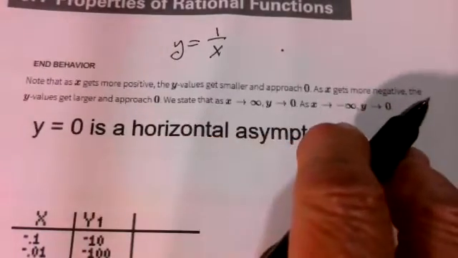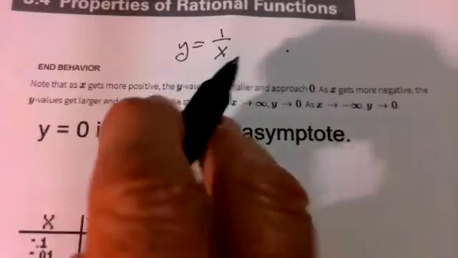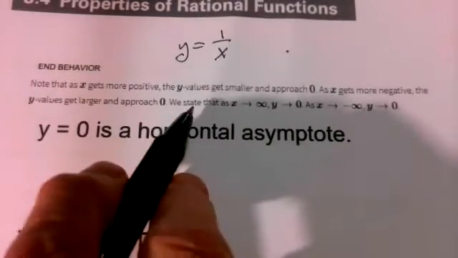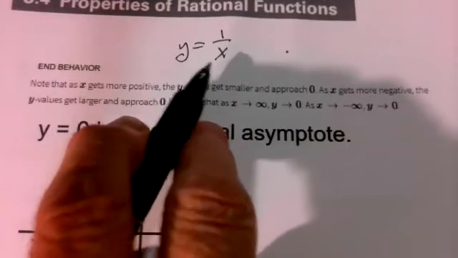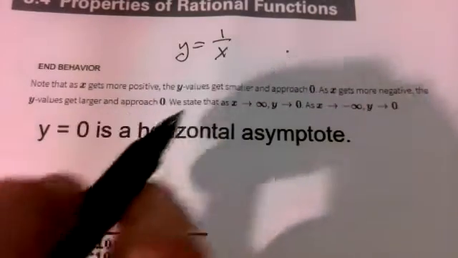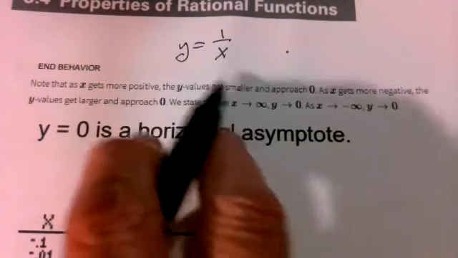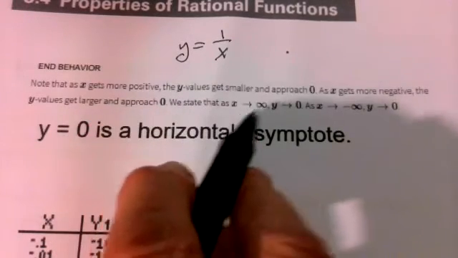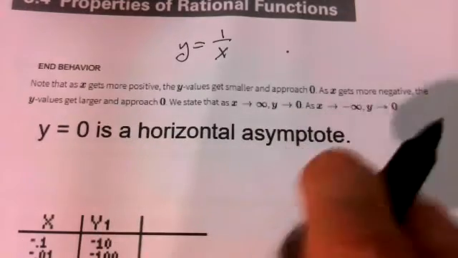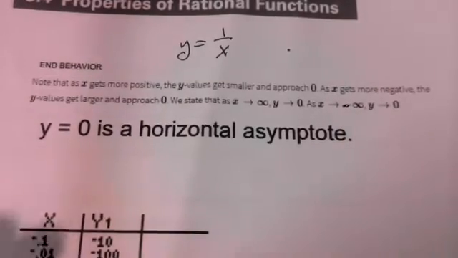As x gets more negative, the y values get smaller and approach 0. That's kind of hard to relate with the pizza, but basically what we're saying is as the absolute value of x gets larger, then the y value is going to get smaller. So we state that as x goes to infinity, the denominator is getting bigger, the y is going to go to 0. As x goes to negative infinity, the y is going to go to 0.